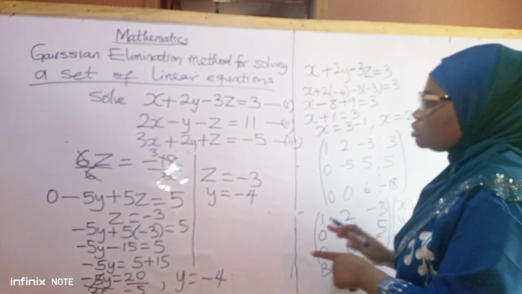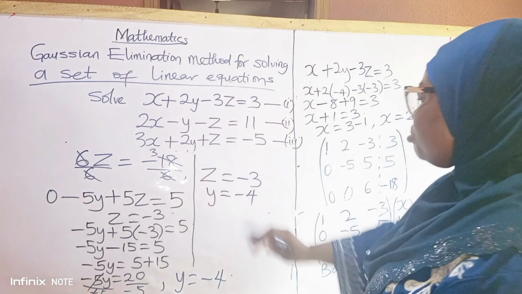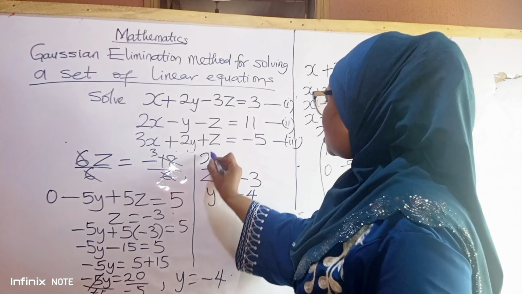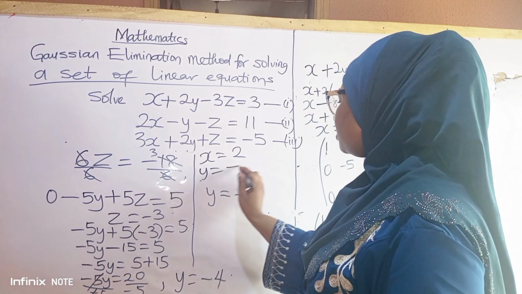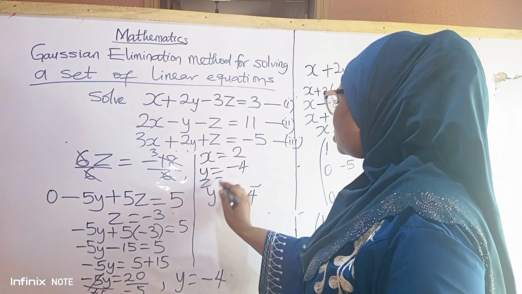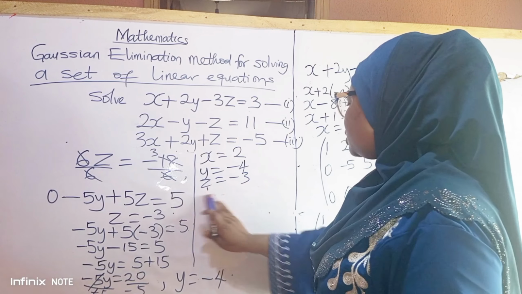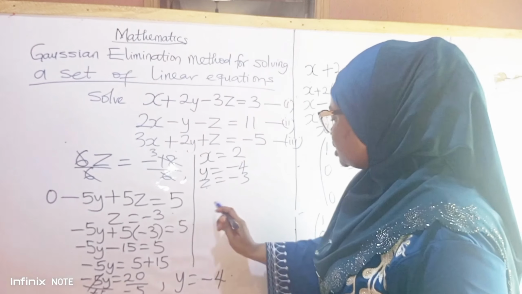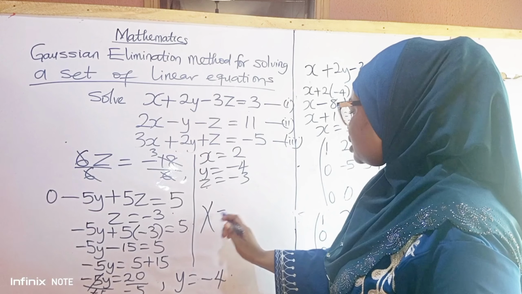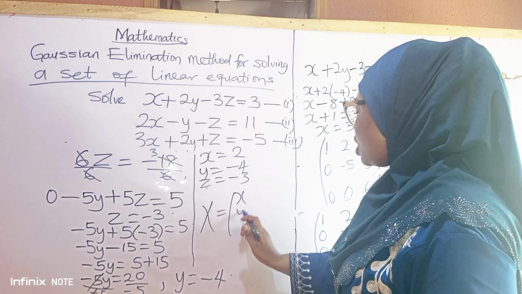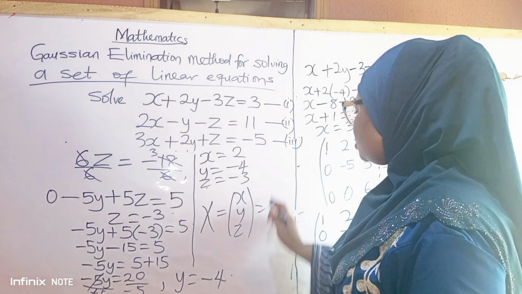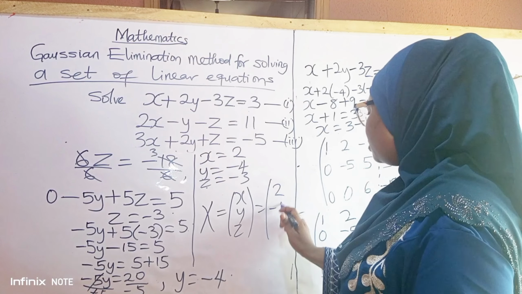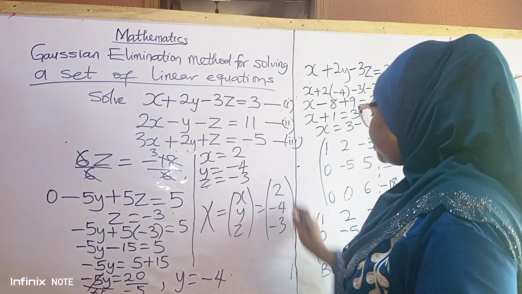So here the solution to this simultaneous equation will be x equals 2, y equals minus 4, and z is equal to minus 3. You can choose the format that is easier for you. So in matrix form, x, y, z is equal to 2, minus 4, minus 3.